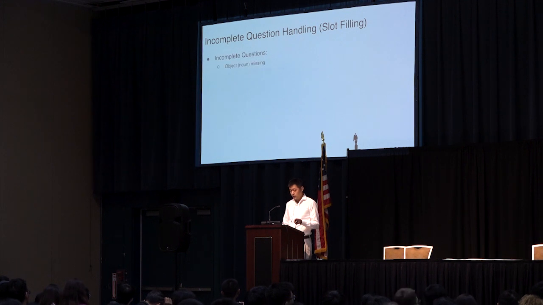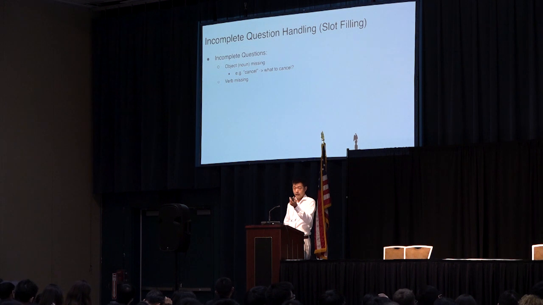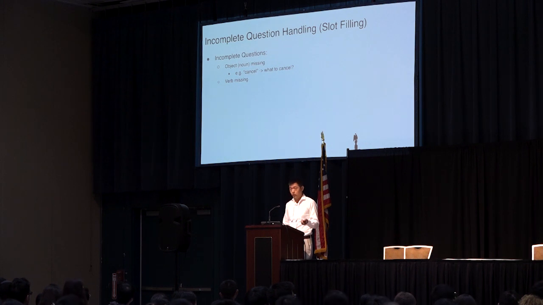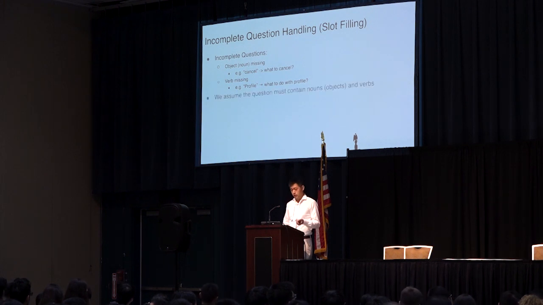So for example, suppose the object is missing. Suppose I just say cancel. What do you mean? If I detect that you only have the verb without the object, at least I can do something here. I can ask you, what do you want to cancel? Or if the verb is missing, right? The user types just the profile. What do you want to do with the profile? We can ask the user, right?